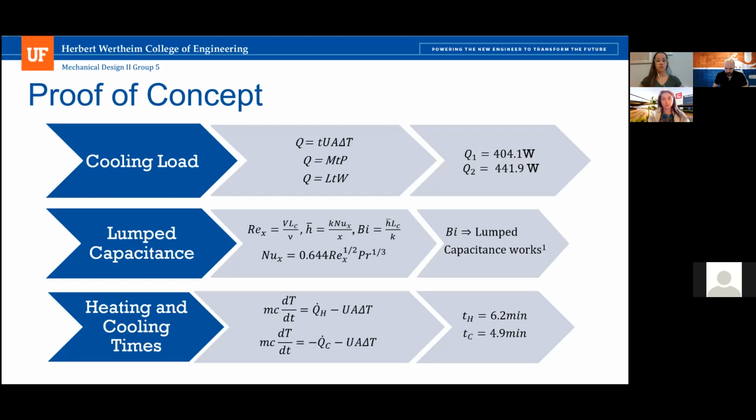Once those calculations were complete, it was discovered that the cooling load for the tubing chamber was 404 watts, and the cooling load for the well plate chamber is 442 watts. Since our AC unit is rated for a cooling capacity of 450 watts, it should be able to cool both chambers regardless. To calculate the heating and cooling times, we conducted a lumped capacitance heat transfer analysis for forced convection of hot and cold airflow, and utilized associated formulas to determine that the heating time was 6.2 minutes and the cooling time was 4.9 minutes. Next slide.